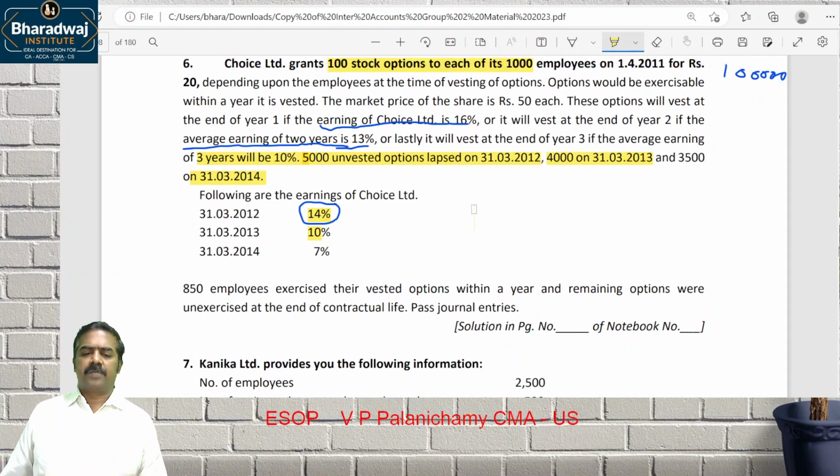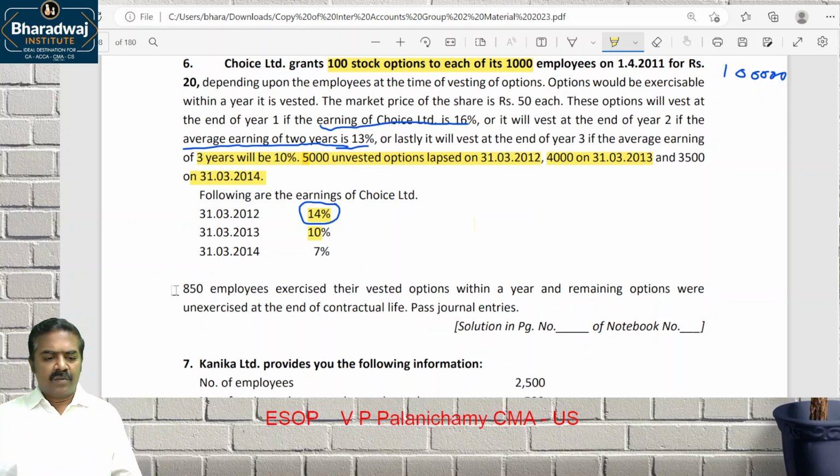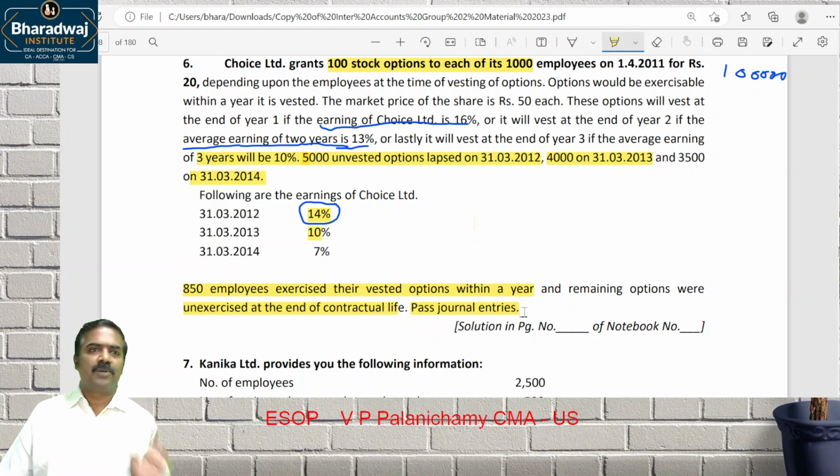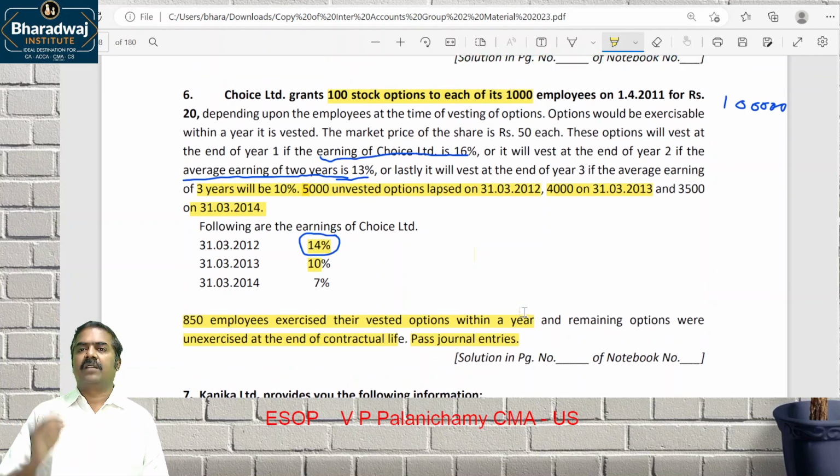So unvested options lapsed are also given to us. Finally, how many employees opted to buy the share? 850 employees opted to buy the share within a year. Remaining unexercised options lapsed. They ask you to pass which one? Journal entries. As I told you earlier, I request you to repeat. Here logical thinking is also required. Not only based on this accounting information, you have to do some extra thinking to solve the question.